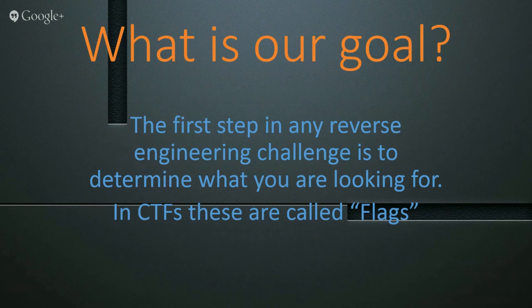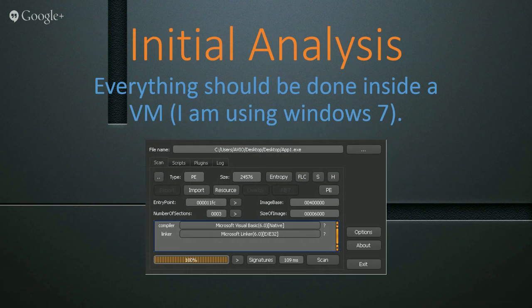The first step in any reverse engineering challenge is just to determine what you're looking for. In CTFs, they're called flags. So the first thing you're going to do is initial analysis. Everything you do when you're doing reverse engineering should be done inside a virtual machine. This is for your own computer safety. Otherwise, you can get malware or all sorts of other problems.